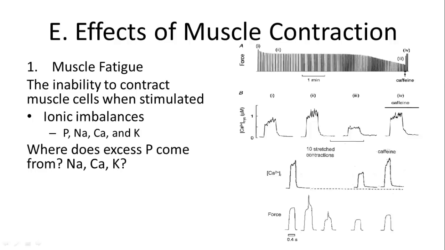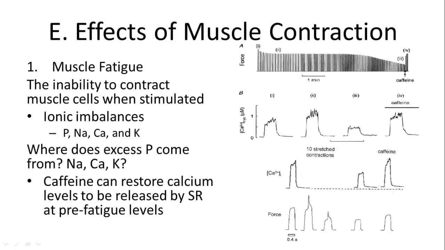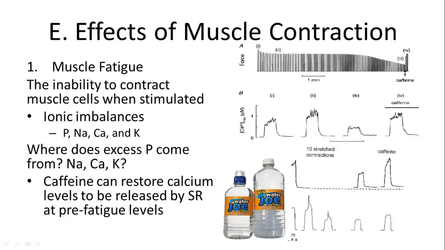Where does this excess phosphorus, sodium, calcium, potassium come from? Well, that goes back to when we were talking about the electrochemical balance which occurs in and outside of the cell. Caffeine, though, appears to be able to restore calcium levels released by the sarcoplasmic reticulum to pre-fatigued levels. So that's how caffeine is thought to be able to add energy to a system, even if it should normally be fatigued.